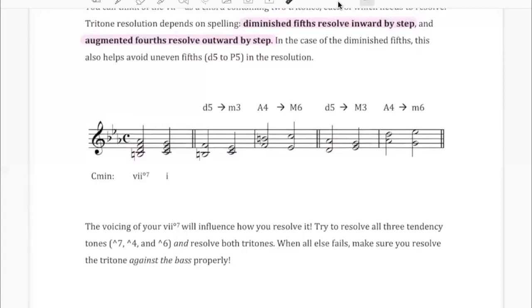When all else fails, make sure that you are resolving the tritone against the bass properly. There's going to be one, right? No one gets away with not being part of a tritone in this harmony. So whatever way that harmony is voiced, find the tritone against the bass and make sure you're resolving that in contrary motion if all else fails.